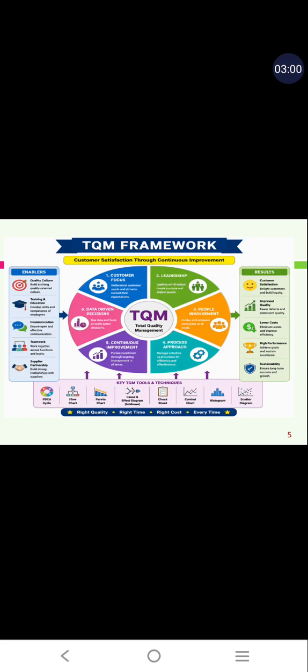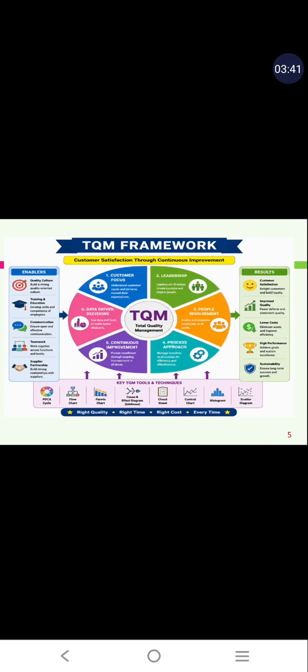As we discussed, in TQM principles and practices, the first one is customer focus. What do you mean by customer focus? Already in my previous session I said the ultimate aim of implementing TQM is to satisfy the customer. So we need to know the requirements of the customer, what the customer is expecting in our product. Always we should focus towards the customer. Based upon the customer's expectation only we need to develop our product.